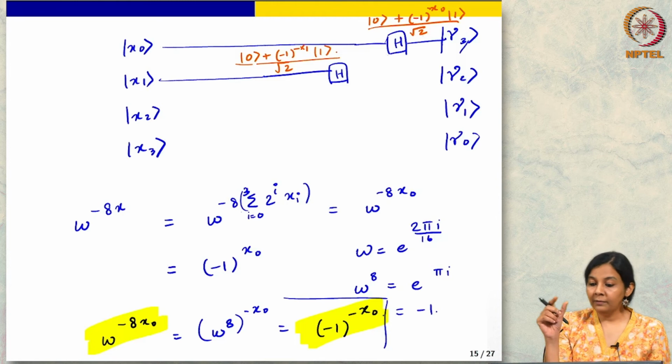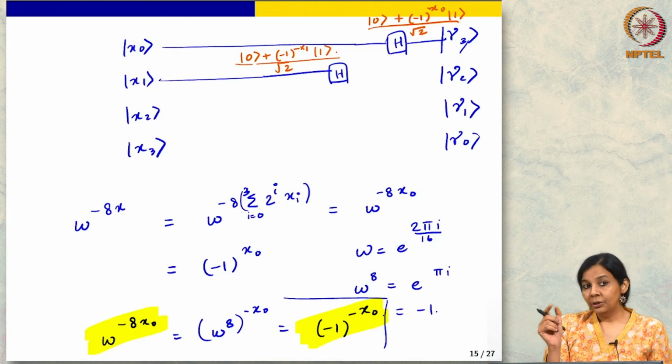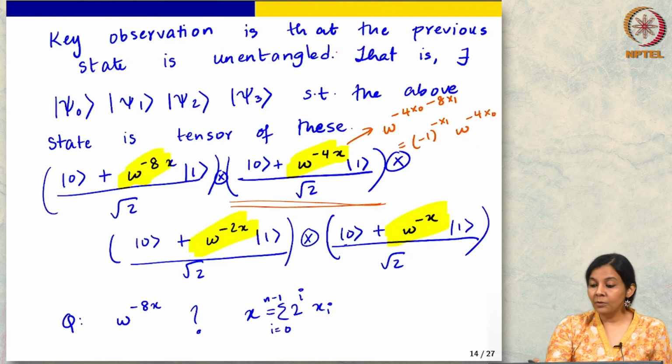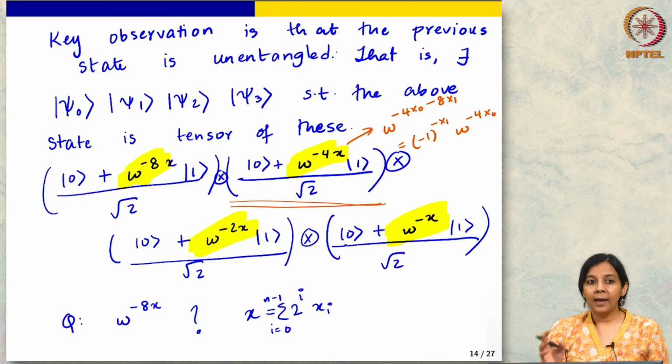So I made some progress here, but now what do I want? I want this additional phase shift to happen. And what is that phase shift? It is omega to the minus 4 x0. So if x0 is 0, then nothing should happen. If x0 is 1, then it should get omega to the minus 4 phase shift. So this can be implemented using a controlled phase shift gate.